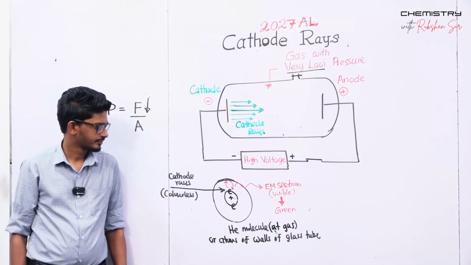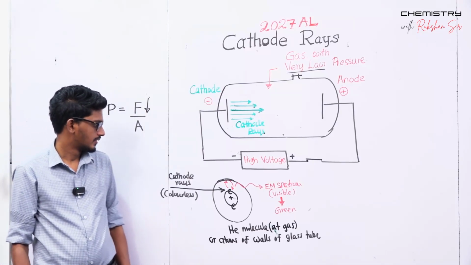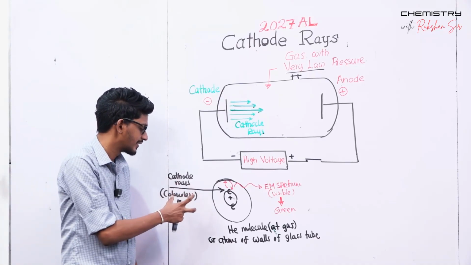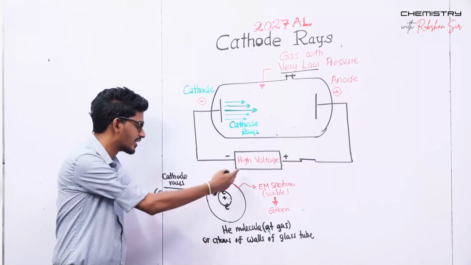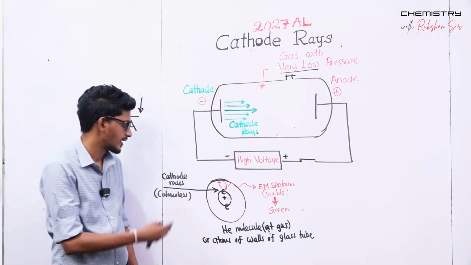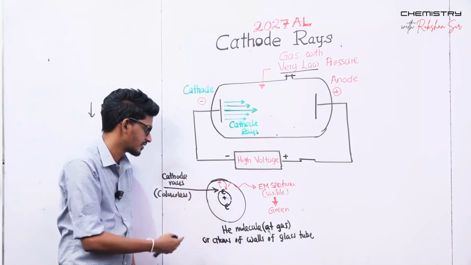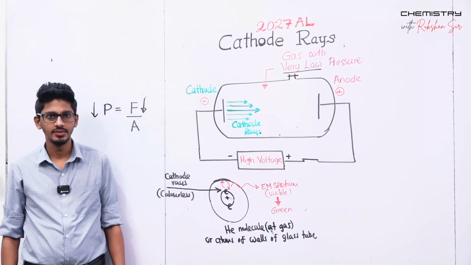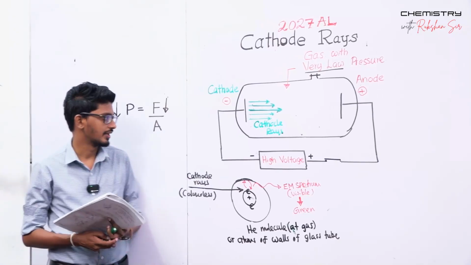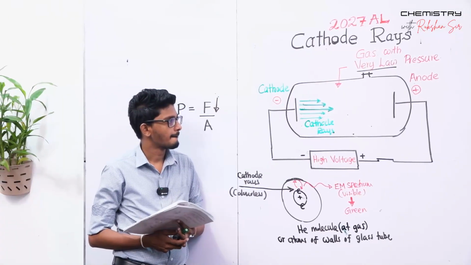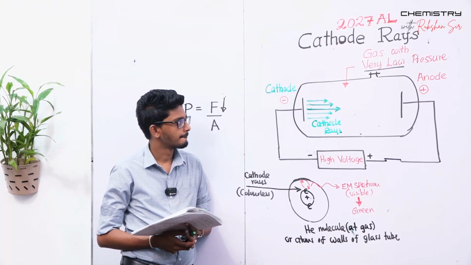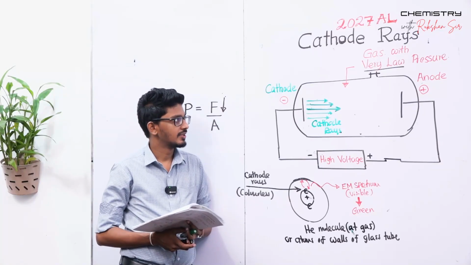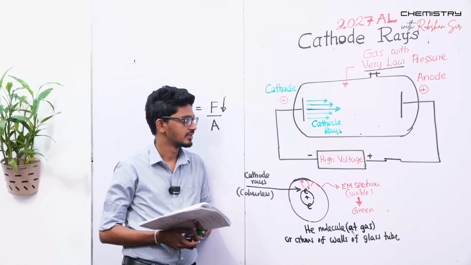Right, now cathode rays are colorless, right? They cause gases at low pressure to glow, to fluoresce and emit light. Okay, see, that is how cathode rays are able to be seen. So we'll go to the next point.